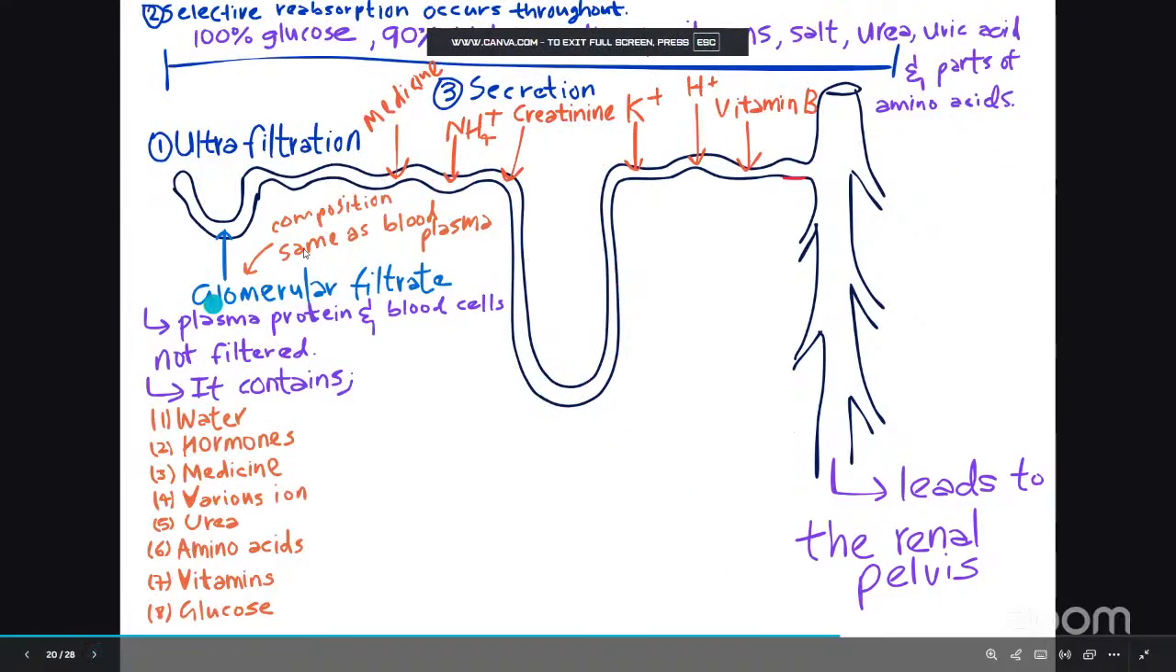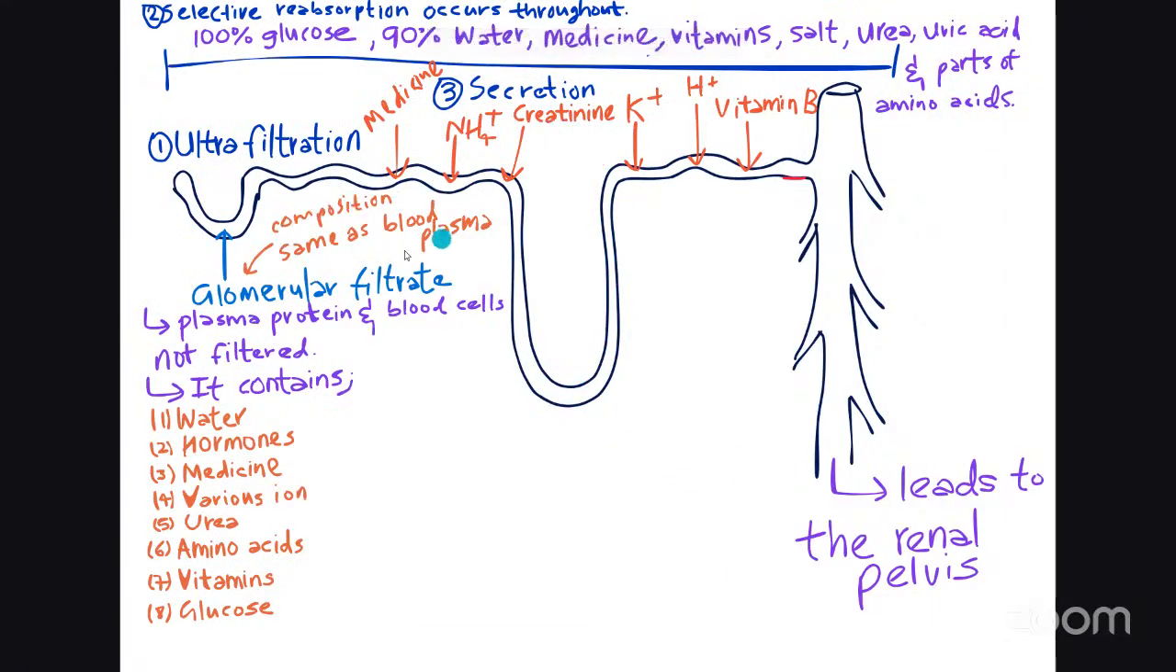Okay, so glomerular filtrate is going to have the same composition as blood plasma. So what I told you is, in the paper, if they ask which of the following has a similar composition to blood plasma, then you all have to select glomerular filtrate. Okay, right. Then we have plasma proteins.